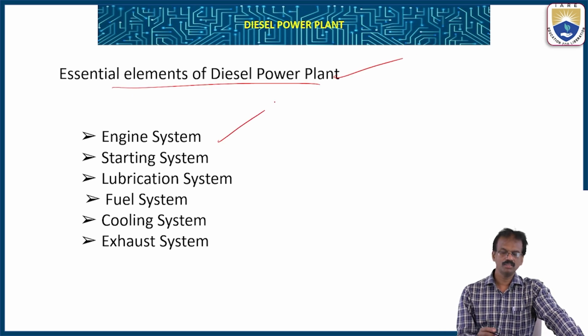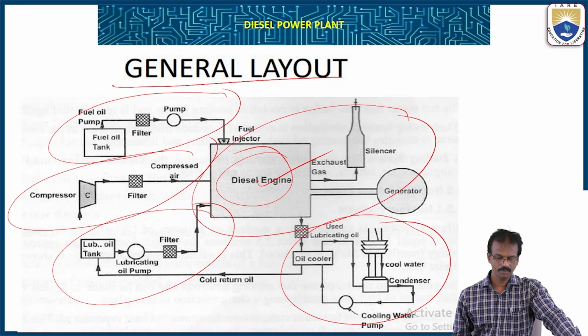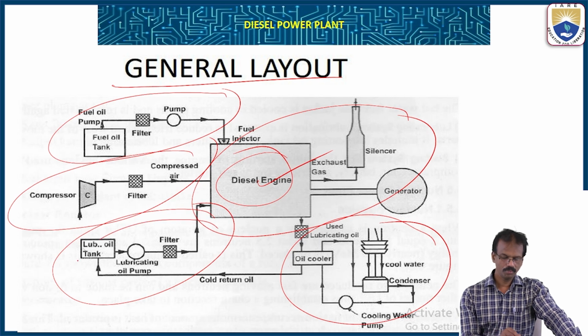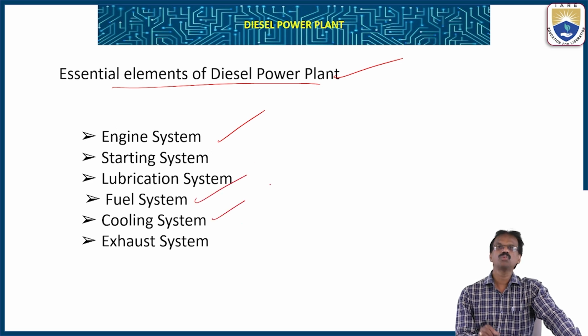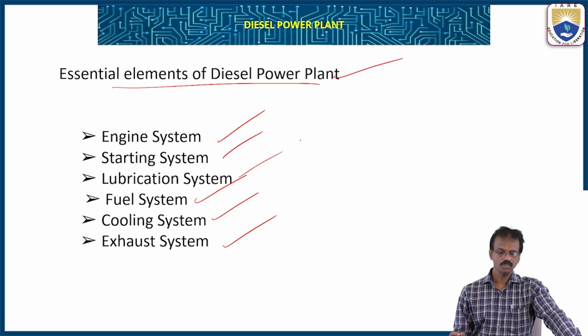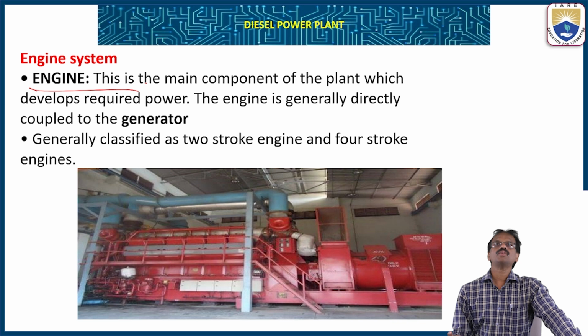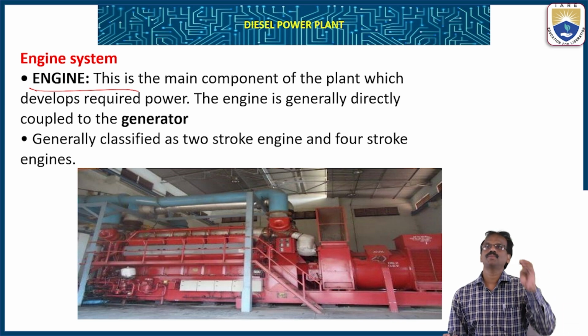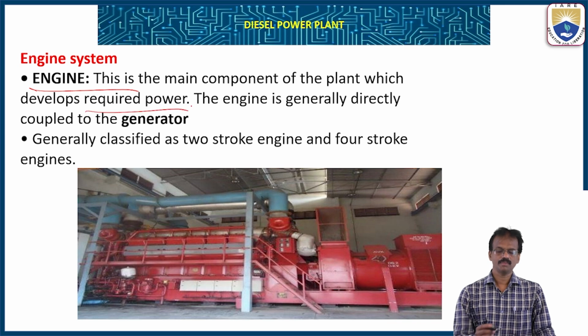One is the engine system, starting system, and lubrication system. We saw this here, this is the lubricating system. Next to the starting system, next the fuel system, cooling system, and exhaust system. These are the main important systems. We will see them one by one. The first one is the engine system. This is the main component of the plant which develops the required power.